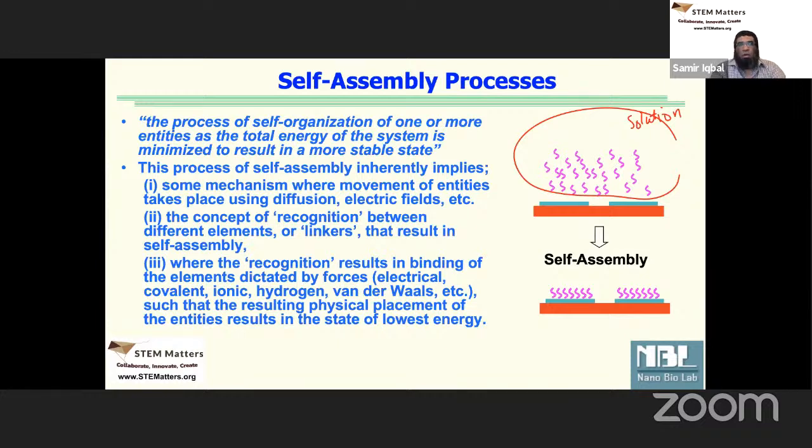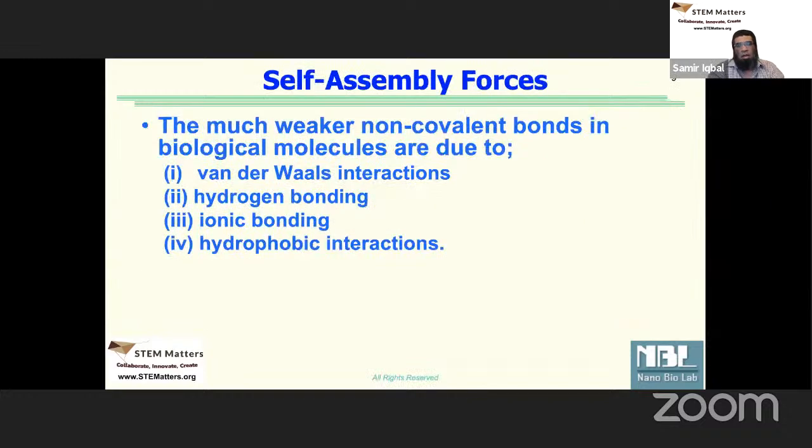So we engineer them to have a recognition between two elements. And then once they get there, now it's essentially nanoscale, molecular forces. They have to be able to overcome those forces. And those forces are electrical forces, van der Waals forces, covalent bonds, ionic bonds, hydrogen bonds. So these forces are building blocks of self-assembly, right?